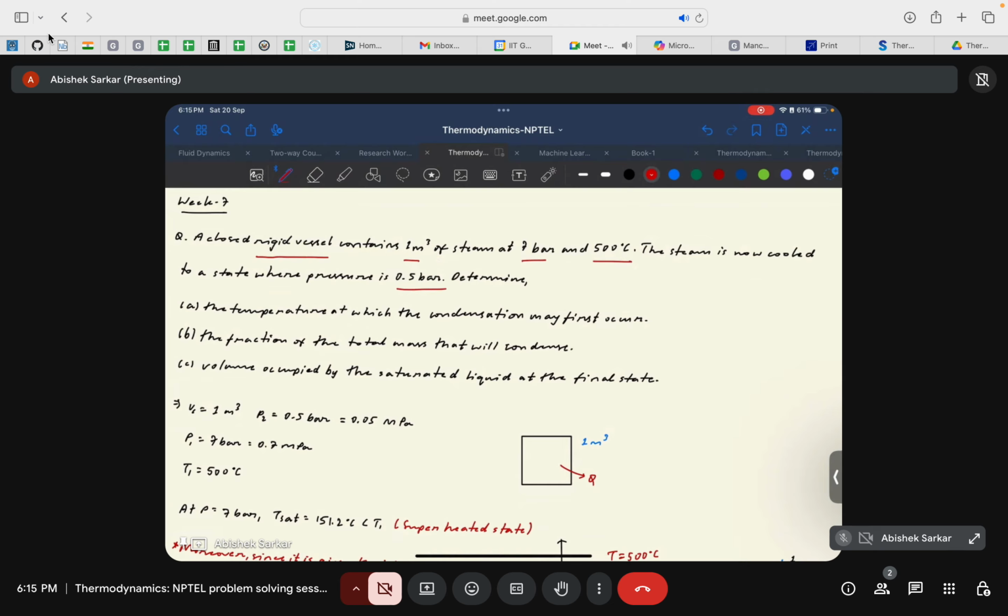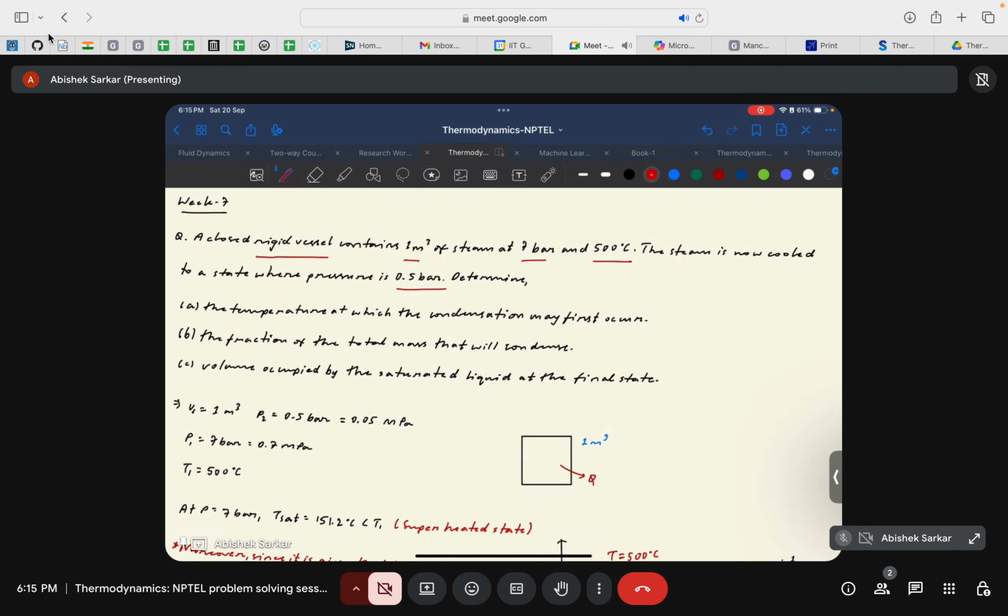Determine A, the temperature at which the condensation may first occur. Second, the fraction of the total mass that will condense after the process has been undertaken, that is, it has been cooled to 0.5 bar. Finally, the volume occupied by the saturated liquid at the final state. So this is the question. It may seem a bit tricky at first, but I think if you go step by step, it will become quite easy to understand.